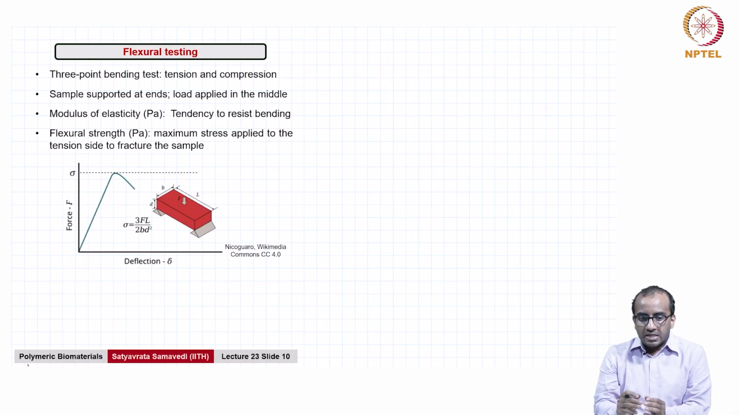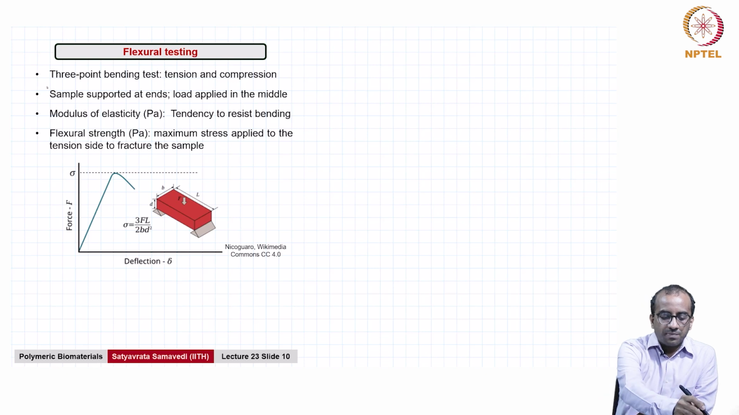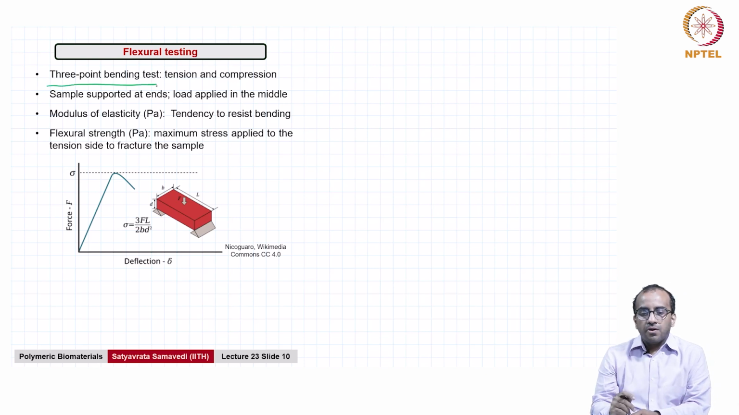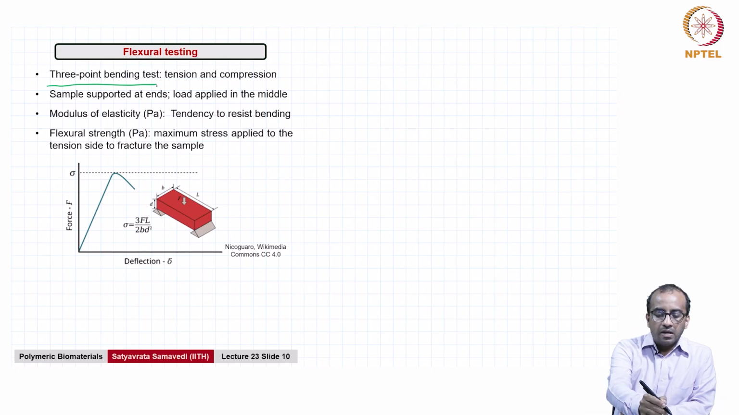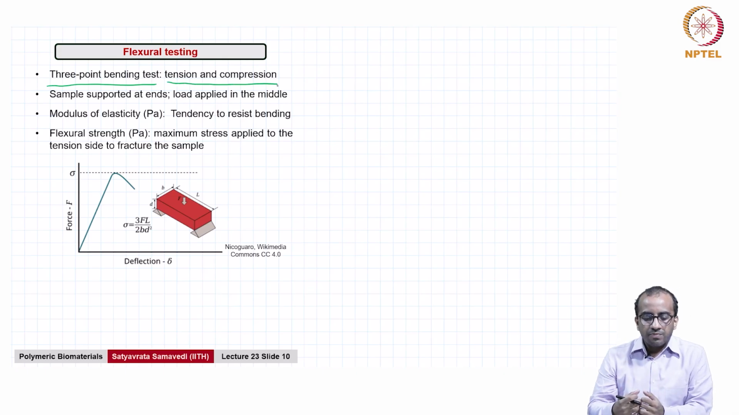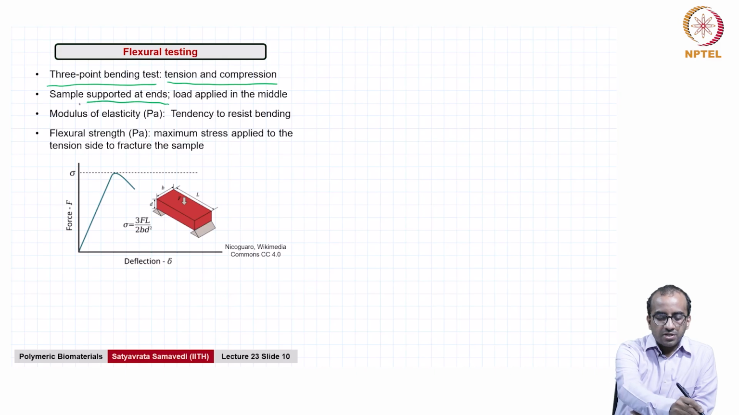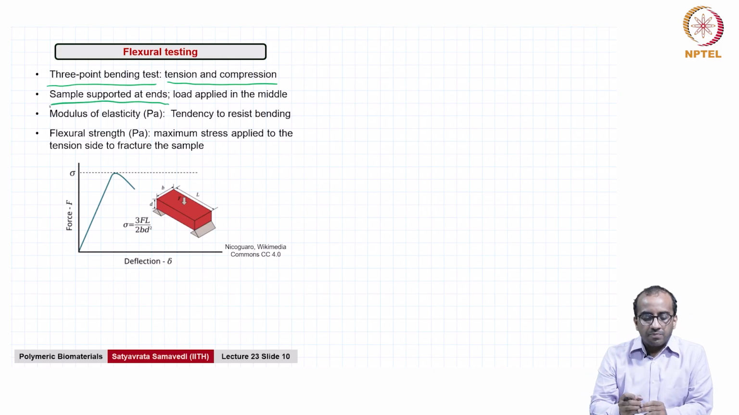Another important test that is often done is called flexural testing, or what you would call a 3-point bending test, where the sample is anchored on both sides and is depressed in the middle, load is applied in the middle, and the sample undergoes both tension and compression. So like I said, it's supported at both ends and the load is applied in the middle.